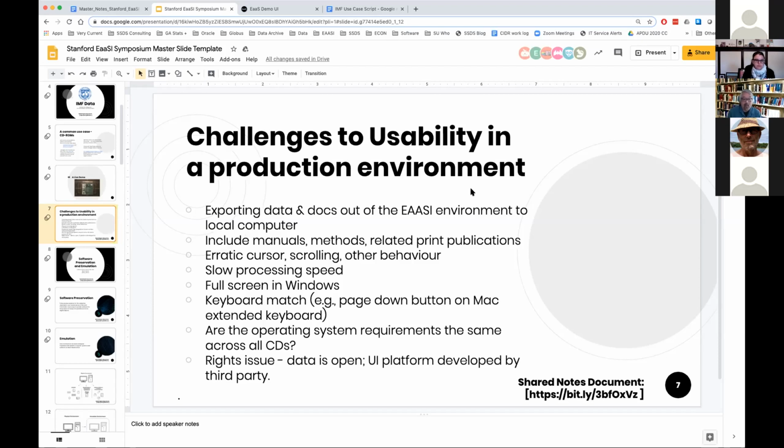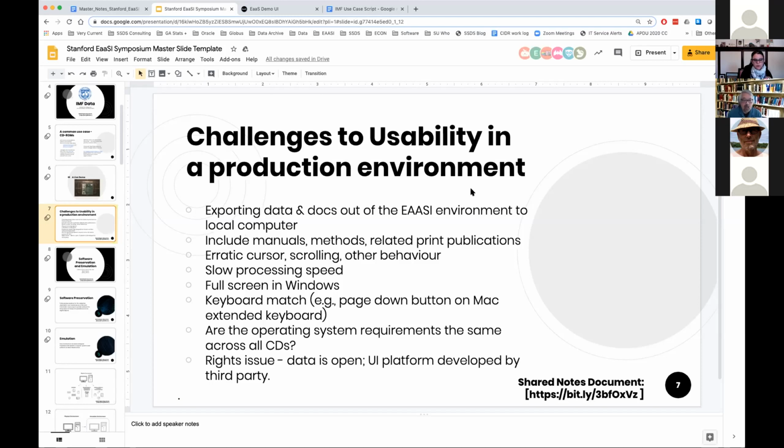Are the operating system requirements the same across all CDs? This is something that we will continue to investigate, especially as we load more years of the IMF for different products. And Chris, you want to talk about the rights issue?